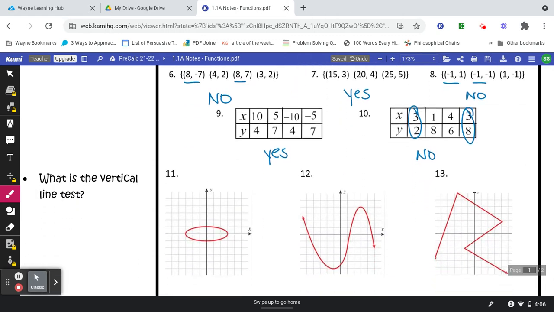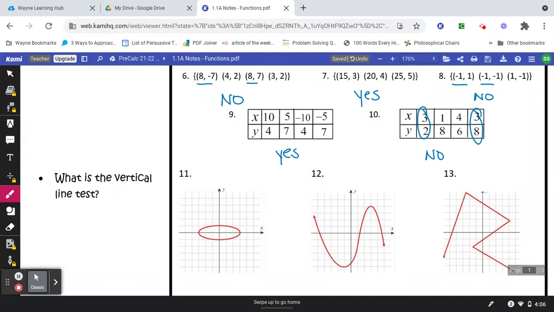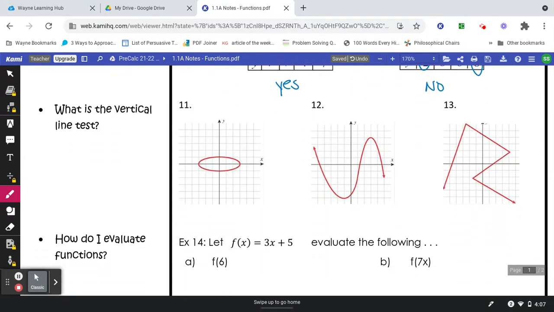All right. Now on a graph, we can't easily see the numbers. So what we're going to do is something called a vertical line test. Vertical line test. Vertical is an up and down line. And what you're going to do is you're just going to draw a vertical line through the graph, or you can even take your pencil and roll it over the graph.